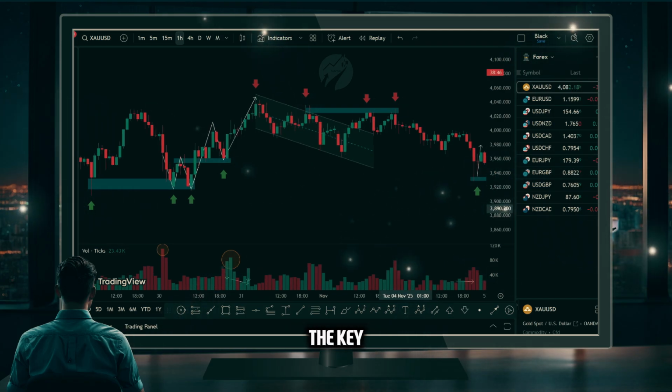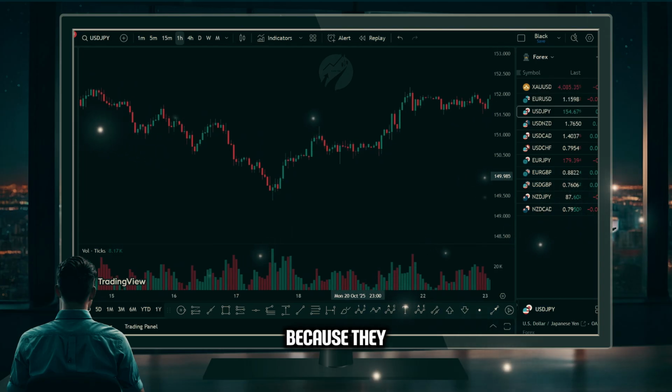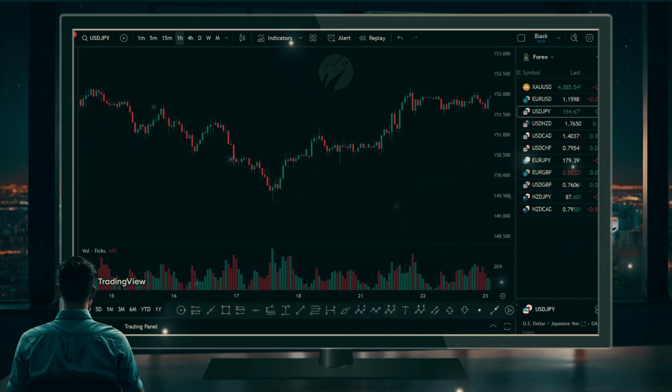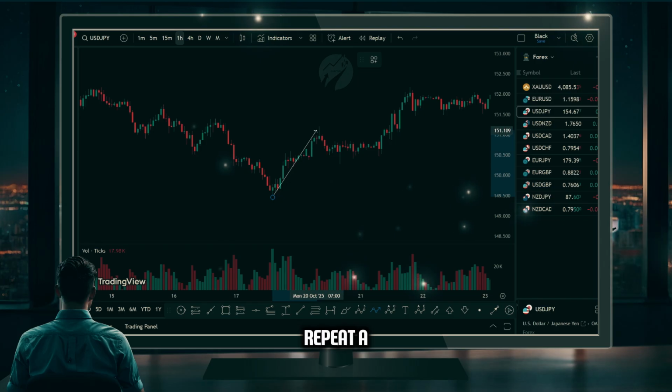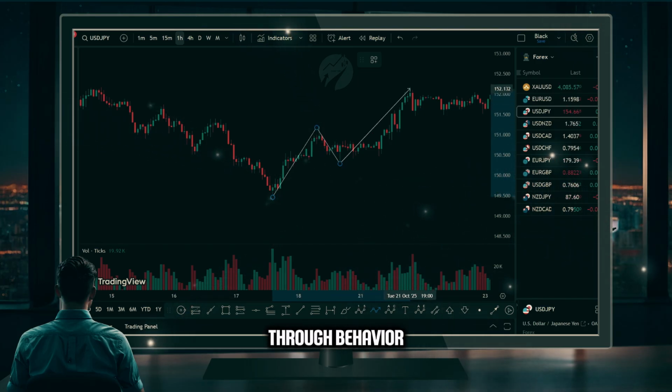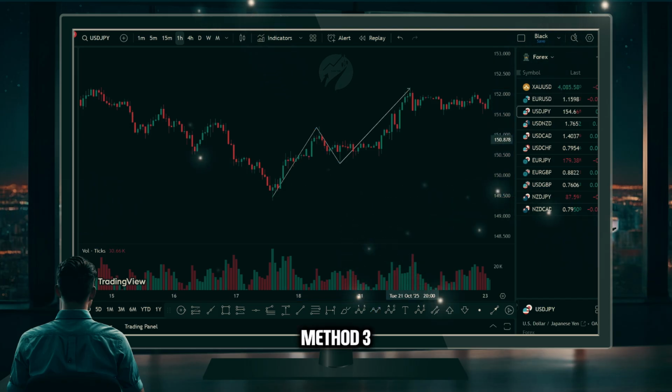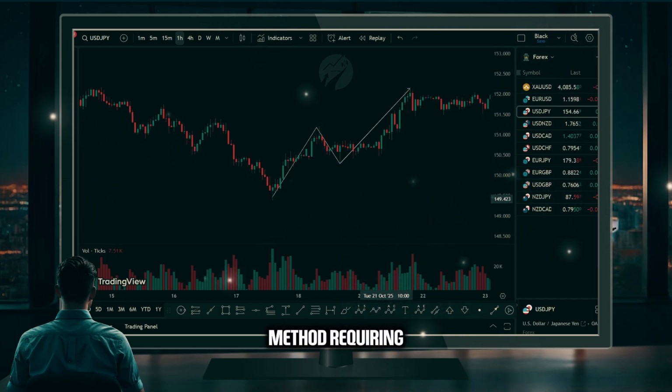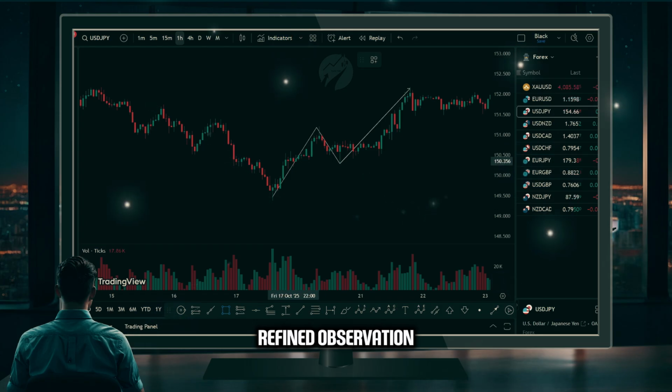Discipline is the key. Most traders lose with this method because they rush. Let me repeat a truth. A breakout is only real when the market proves it through behavior. Method 3. This is the upgraded, more precise method, requiring refined observation.